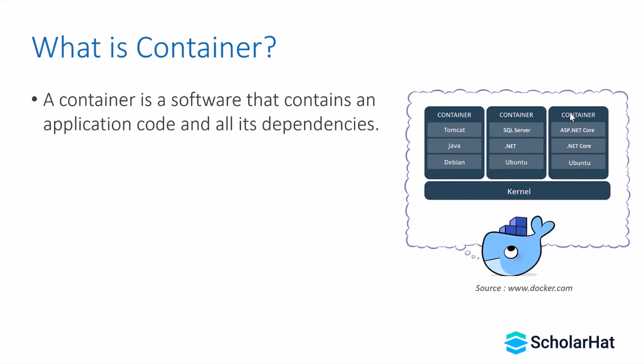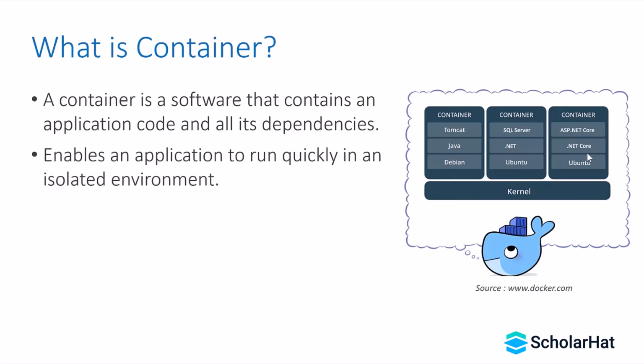In the third container, we are running the ASP.NET Core application. For running it, we need a base operating system. So we are using Ubuntu as the base operating system, .NET Core as the runtime, and then the ASP.NET Core application. In all these three containers, everything needed to run an application is part of the container. So a container is a complete package containing the base operating system, the runtime, the environment variables, and the complete application code.